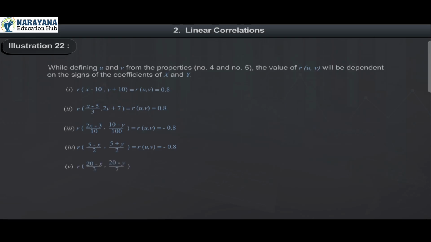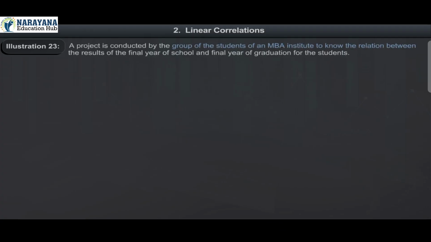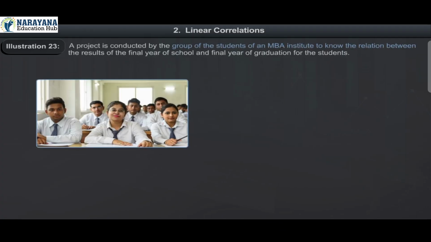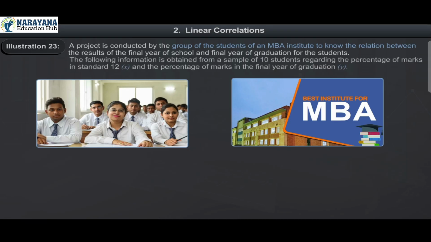20 minus x divided by 3, 20 minus y divided by 7 is equal to r_uv is equal to 0.8. Illustration 23. A project is conducted by a group of students of an MBA institution to know the relation between the results of the final year of school and the final year of graduation for the students. The following information is obtained from a sample of 10 students regarding the percentage of marks in Standard 12, X, and the percentage of marks in the final year of graduation, Y.